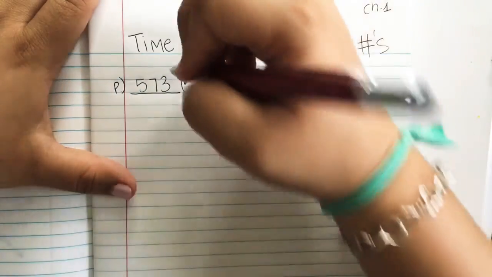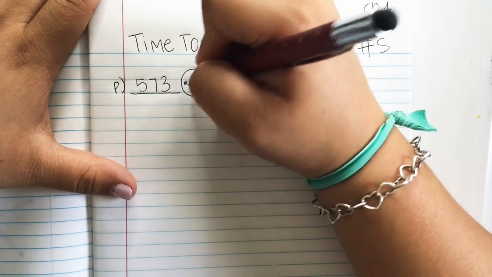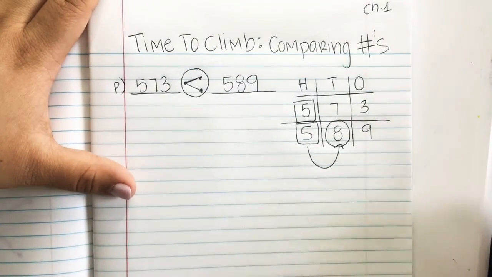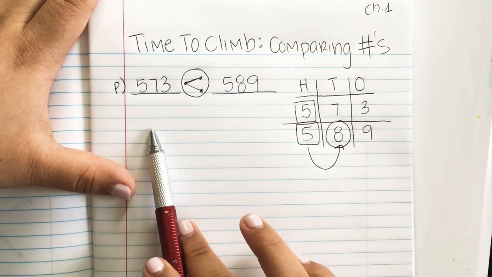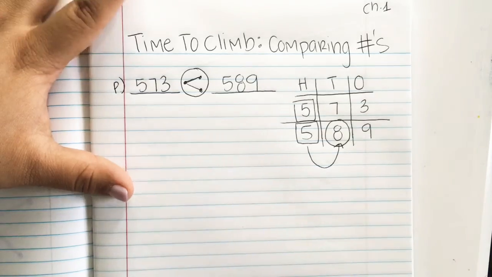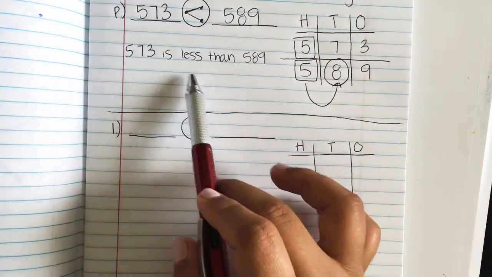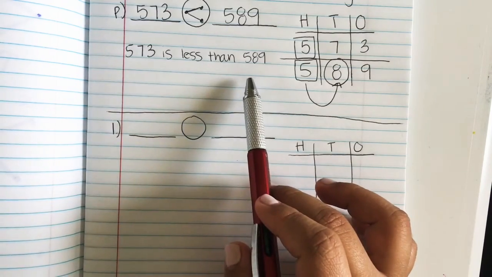Now I'm going to connect them. Now remember, I'm not going to connect them to close them. I'm connecting them to make my symbol. So now if I read this number sentence from left to right, I know that 573 is less than 589.